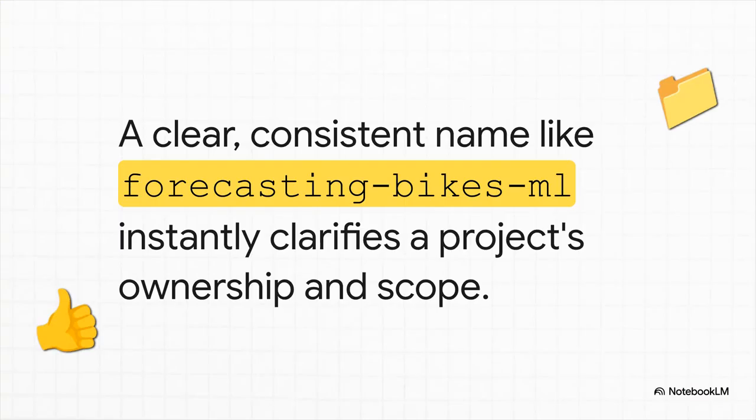First up, and this might seem small, but it's not, the name. In a team, this is a huge deal. Having a clear naming convention, something like team, domain, technology. So forecasting, bikes, ML. It just instantly tells everyone what's inside. No more confusion, just clarity from day one.